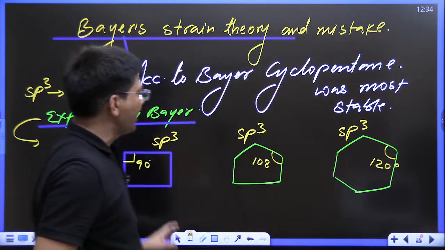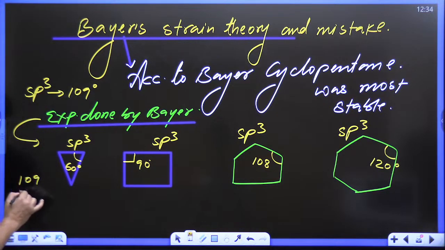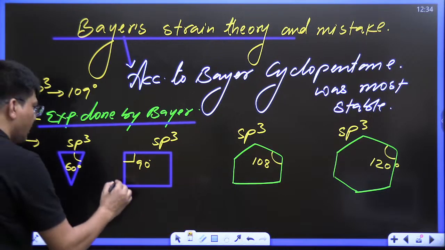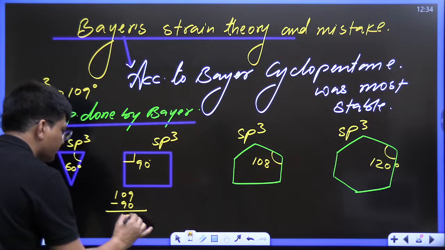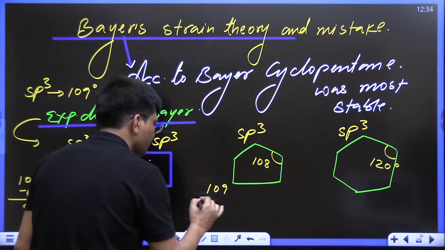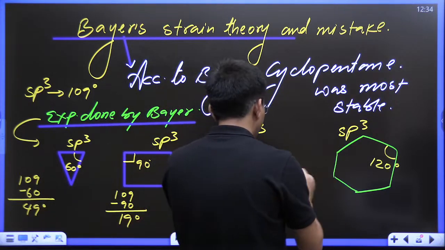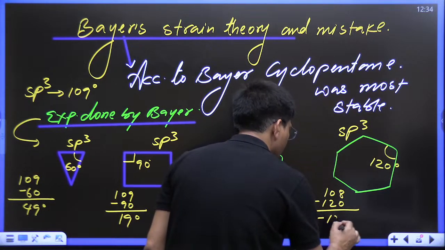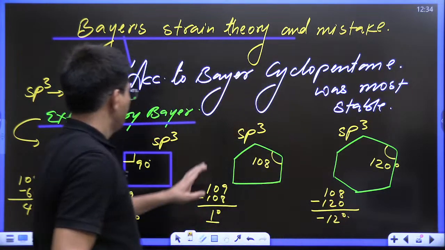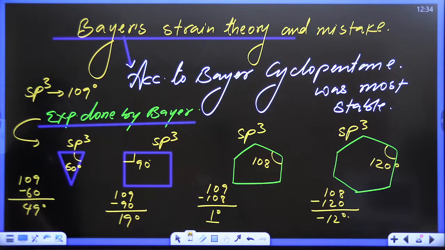So if we compare with sp3 hybridization, 109 minus 60 gives a 49 degree strain. 109 minus 90 is a 19 degree strain. 109 minus 108 is just 1 degree strain, and 108 minus 120 is minus 12 degree strain. So according to Baeyer, this has the least strain, so he said cyclopentane is more stable.